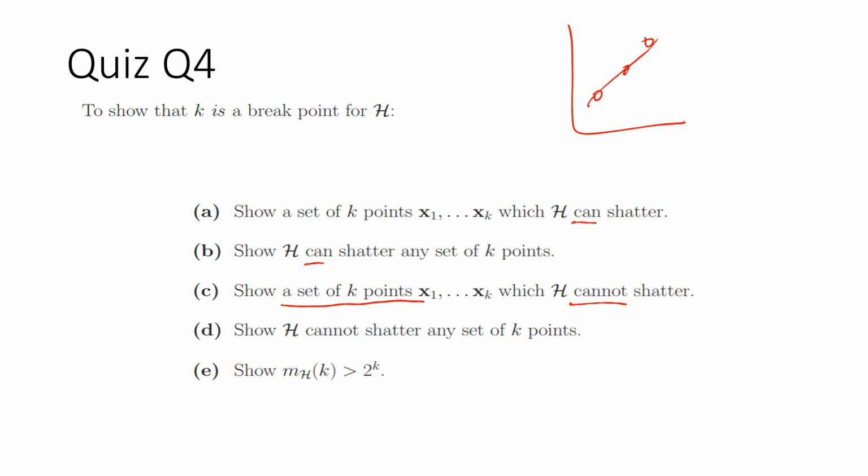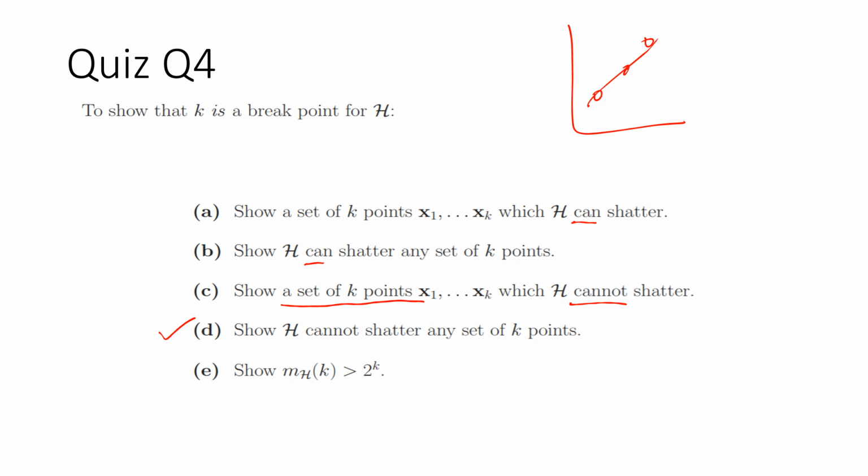D, show H cannot shatter any set of k points. So I think, according to me, this is the correct answer, right? So for the proof, we need to show that H cannot shatter any set of k points, and this is the correct answer. E is showing us something that's completely opposite to the definition of the growth function. So obviously that's not something that we're looking at here. That's not correct. Okay, so these 4 quiz questions, I'm assuming that everybody will have a better understanding of what a breakpoint is, and what is the relationship between a growth function and the breakpoint, and how, whenever we are asking you to prove that k is a breakpoint versus k is not a breakpoint, you should proceed.